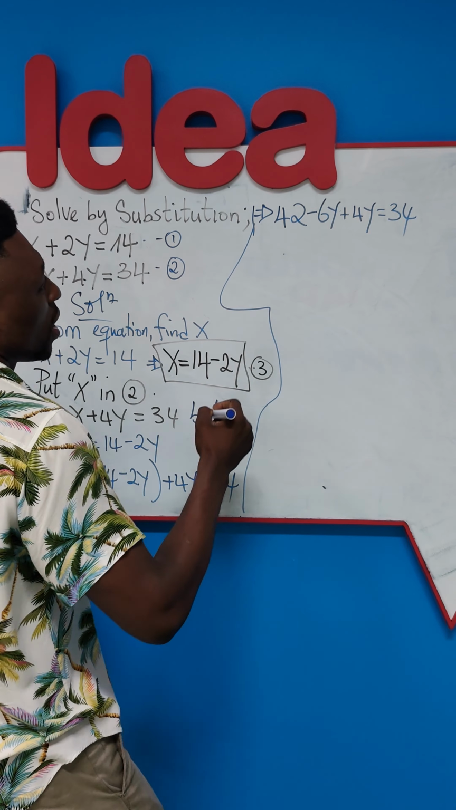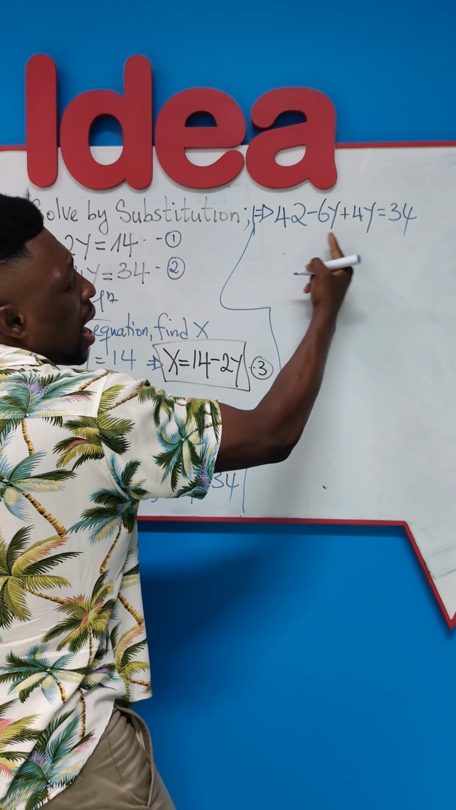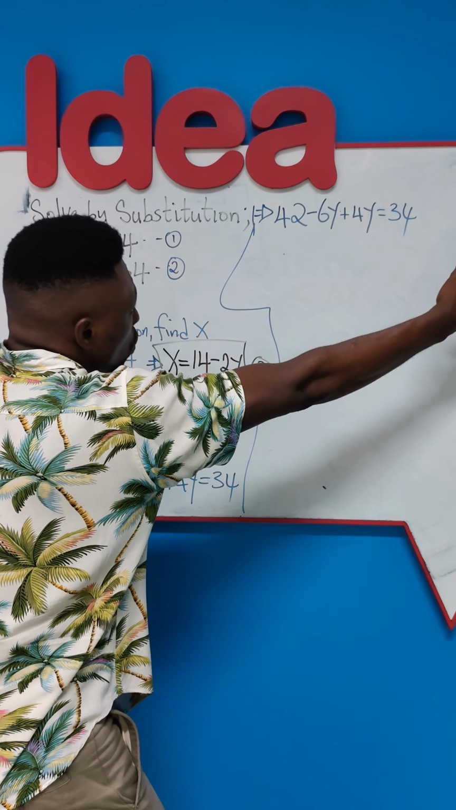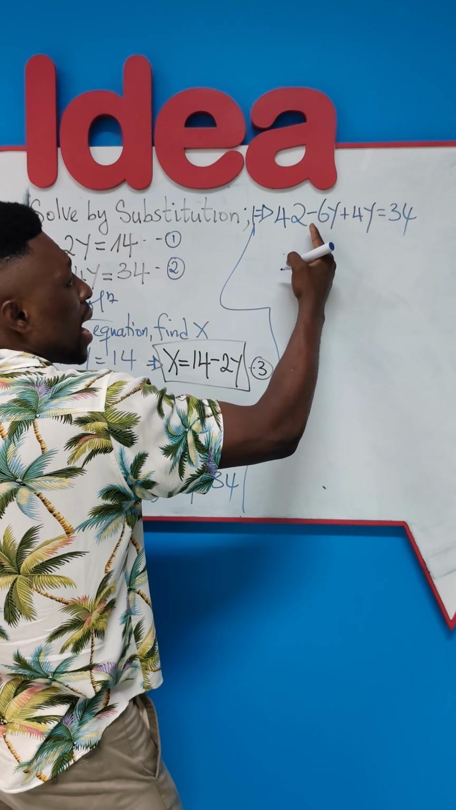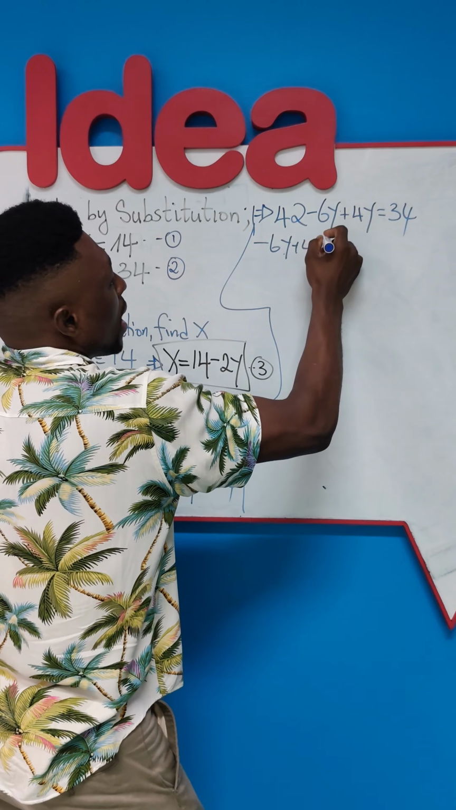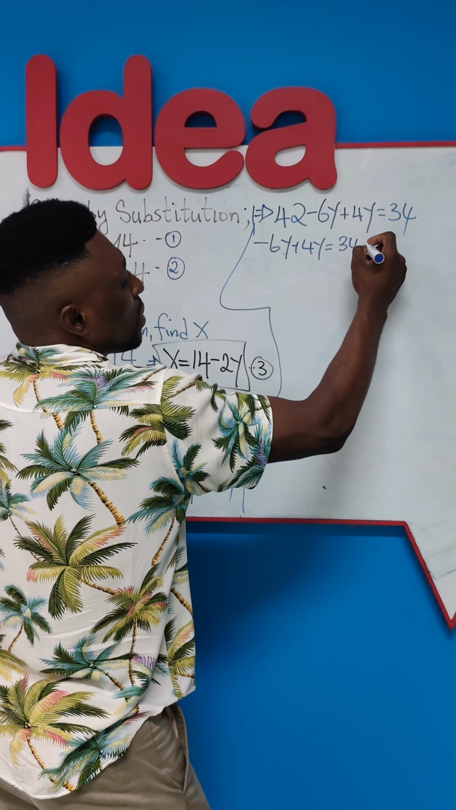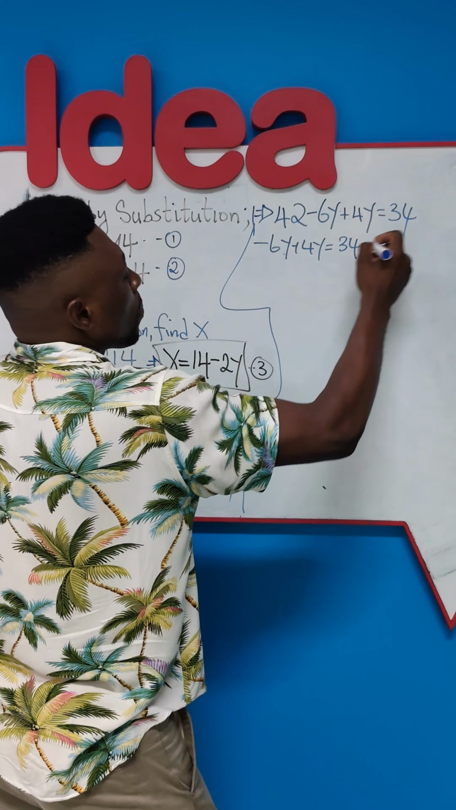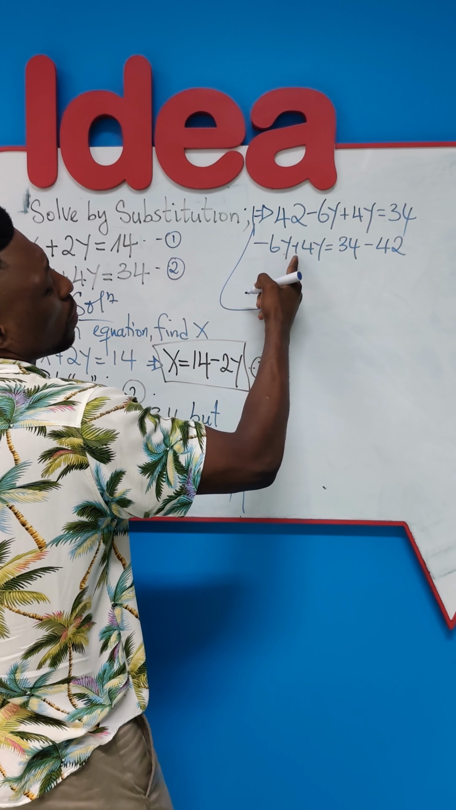Right now, all I have to do is to simplify this equation by sending this 42 to the right side, okay? Now, on the left side, what will I have left? I have negative 6y plus 4y equals, here I'm going to have 34, and then when 42 moves, it becomes negative 42, okay? Simplifying this further, this is negative 6y plus 4y.